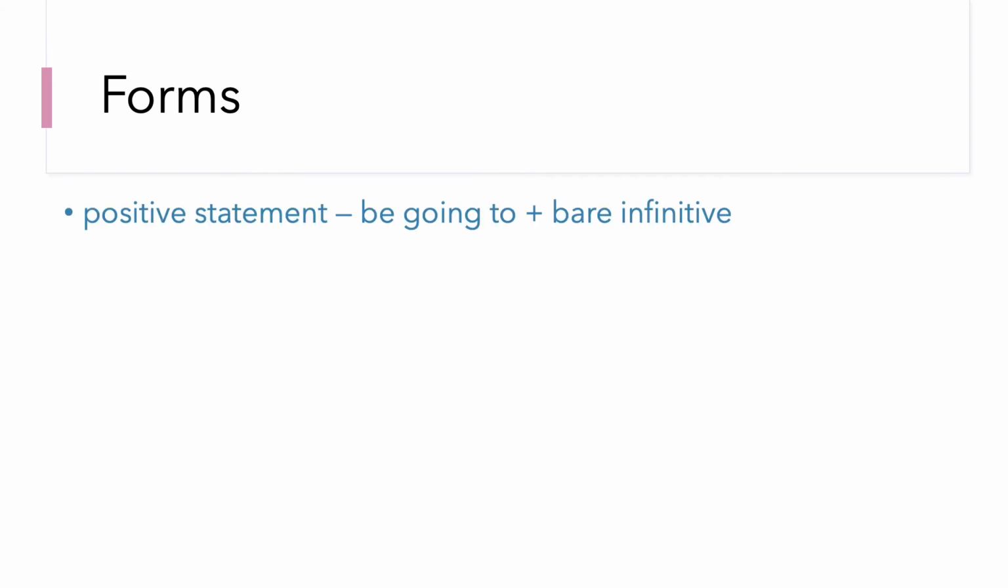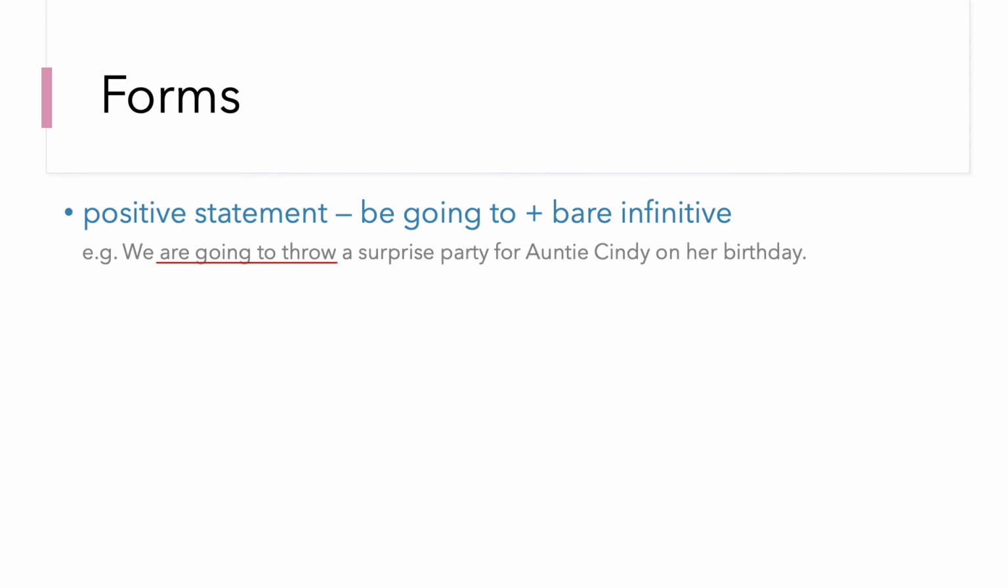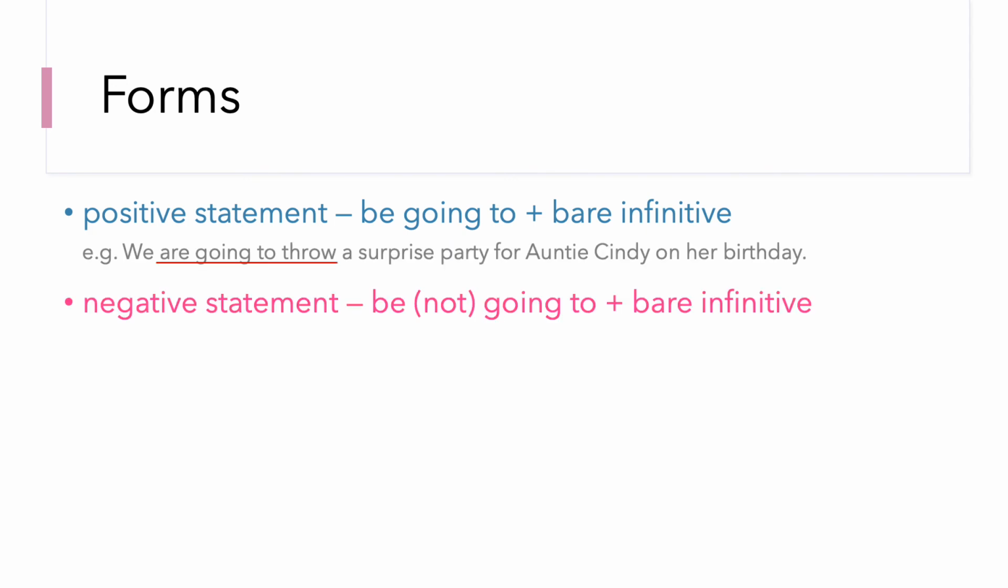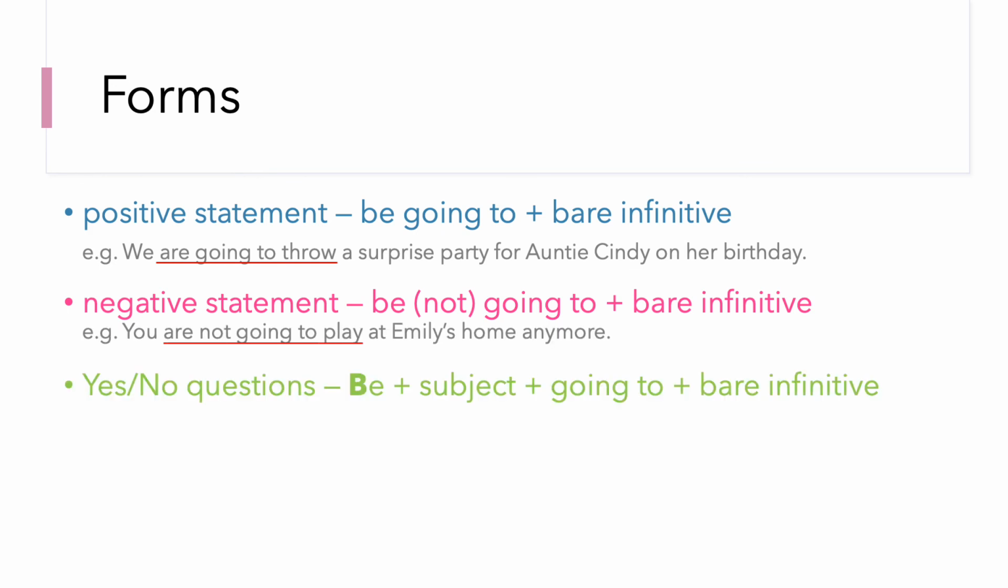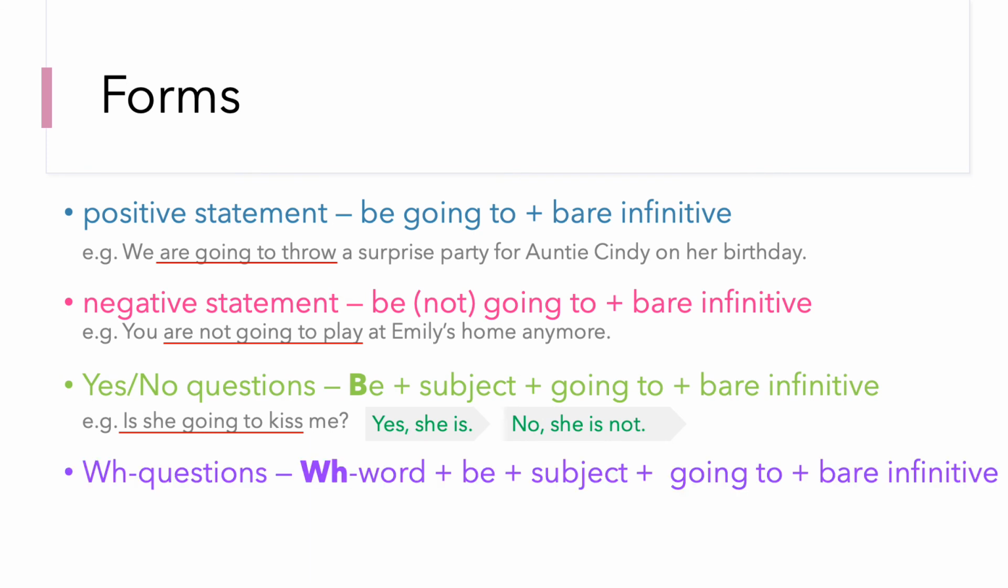So we have 4 forms of writing be going to sentences. Positive statement, be going to plus bare infinitive. Negative statement, you put an extra not after be. Yes/no questions, you put be at the front. So you will need a capital letter for the is, am, or are. And then your subject, going to, and bare infinitive. If you want to answer this question, you can say yes, she is. No, she is not. WH question, you will need to put WH word at the front, and then everything else the same as yes/no question, like this.